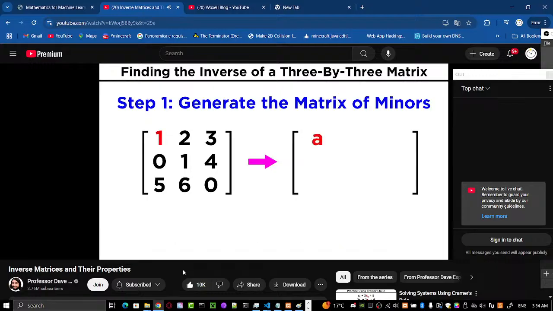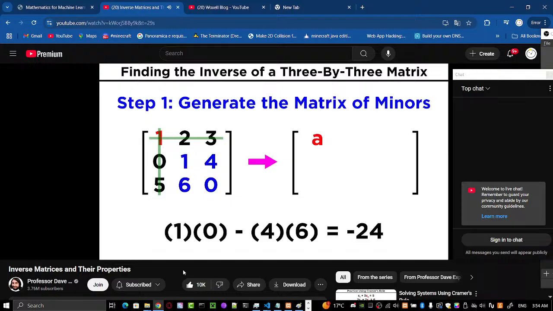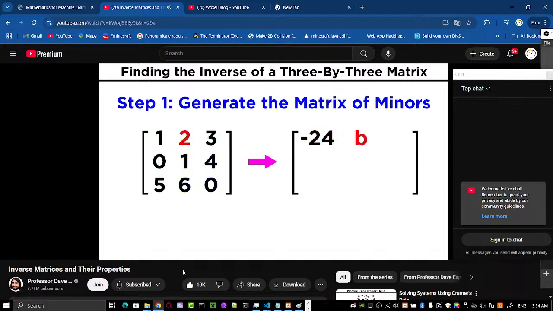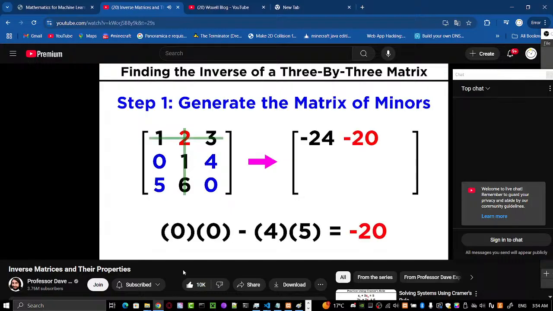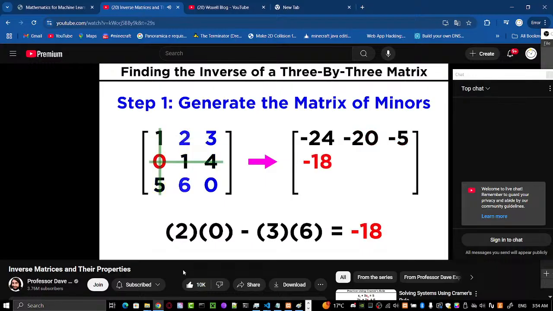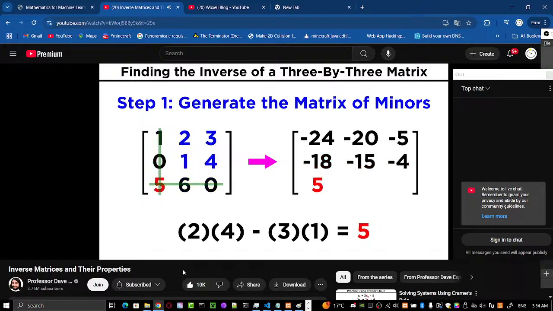For the first entry, we locate the corresponding entry in the original matrix, and we block out its row and column. There is a 2 by 2 array of numbers left, and we find its determinant. That determinant will become this first entry in the matrix of minors. Then for the second entry, again we go to the corresponding entry in the original matrix, block out its row and column, and find the determinant of what is left. We continue doing this for every single entry until we have completed our matrix of minors.